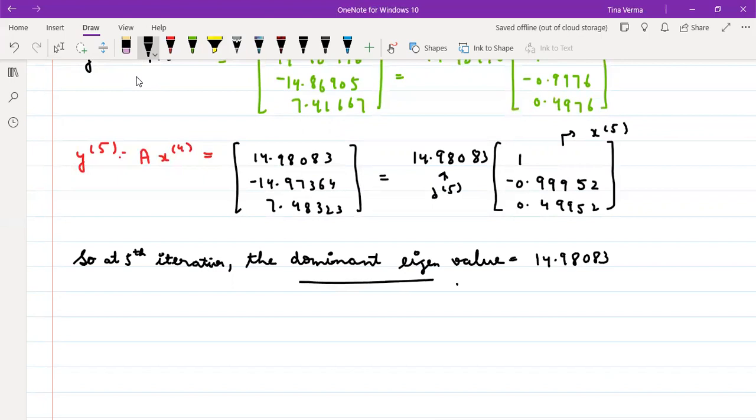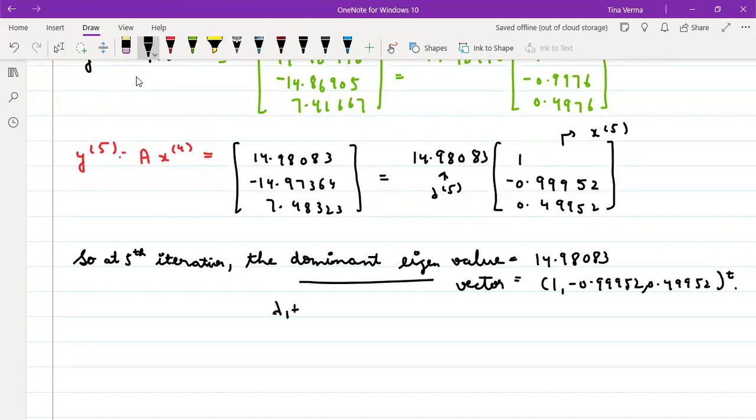So the dominant eigenvector will be 1, minus 0.99952, 0.49952 transpose, right? So this is a 3 cross 3 matrix. You can determine the other values also if one eigenvalue is known. So how can you determine them?